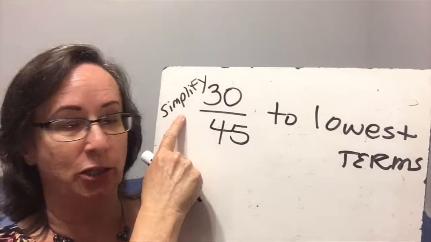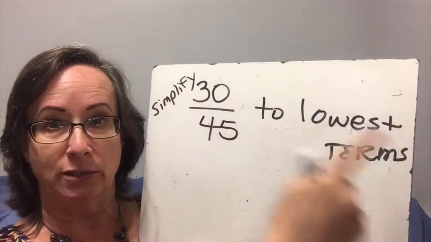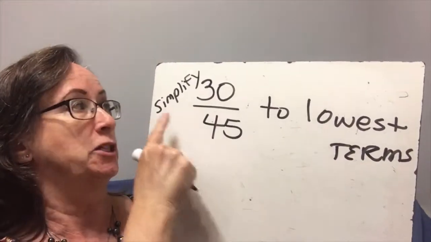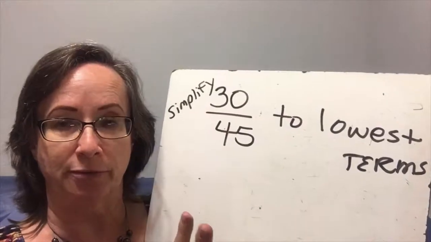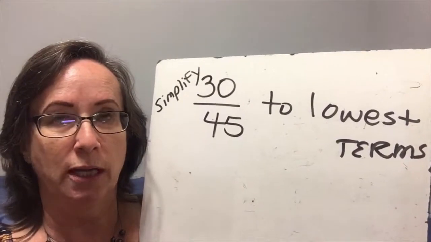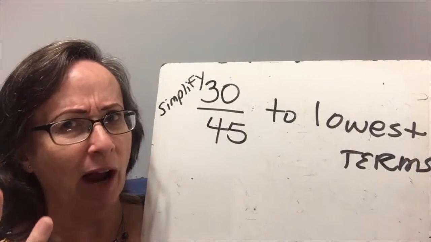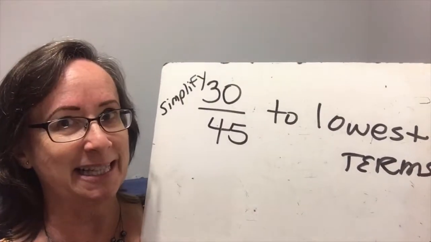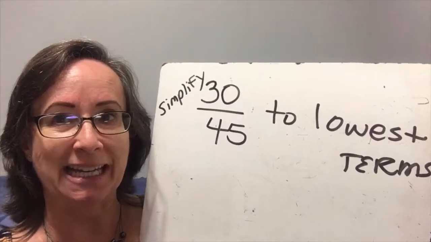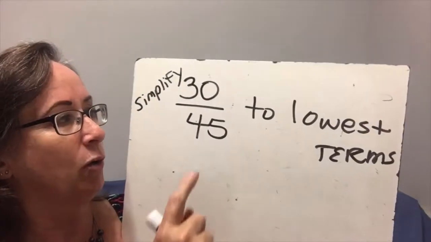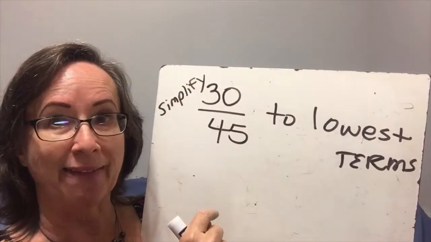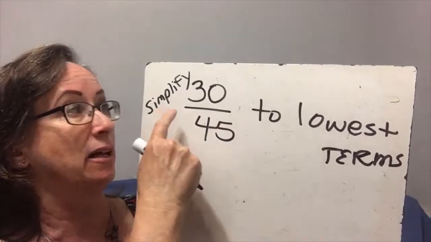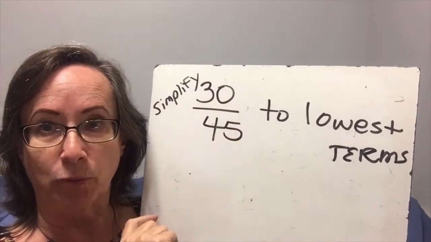This had said reduce 30 over 45 to lowest terms. Lowest terms is a very good term, so this does not need to be changed, but we'll change reduce to simplify because we want to change the concept that the fraction is in any way getting smaller. It's staying the same quantity, it's just getting a different name. So what we want to do is get the smallest numbers in the numerator and denominator that will still equal 30 over 45.